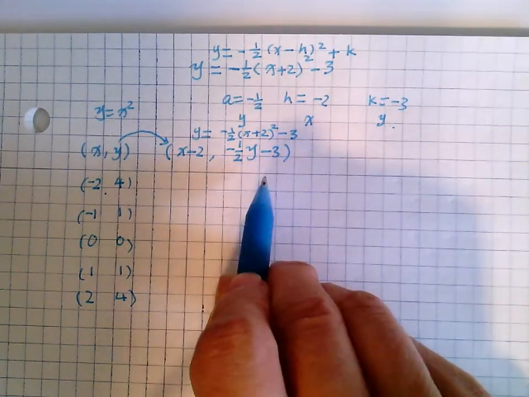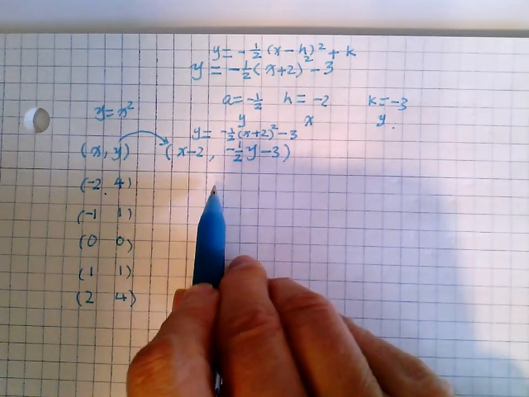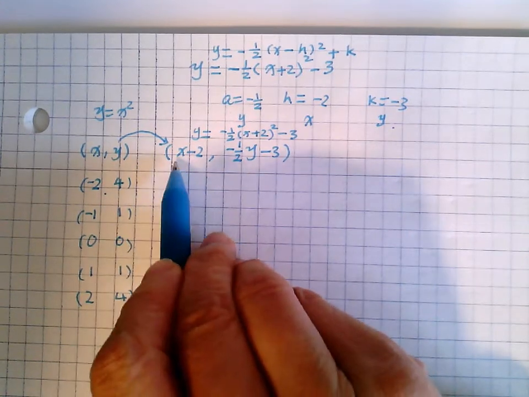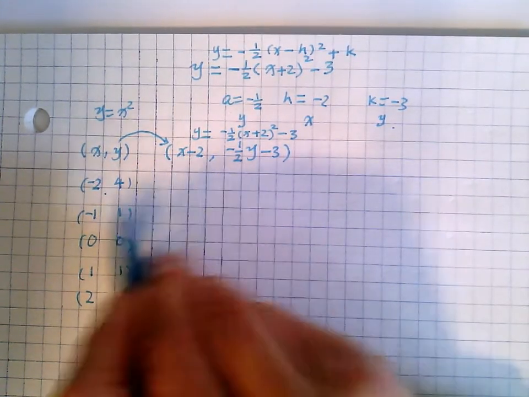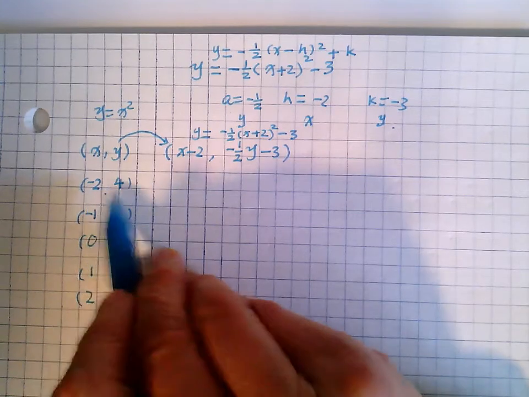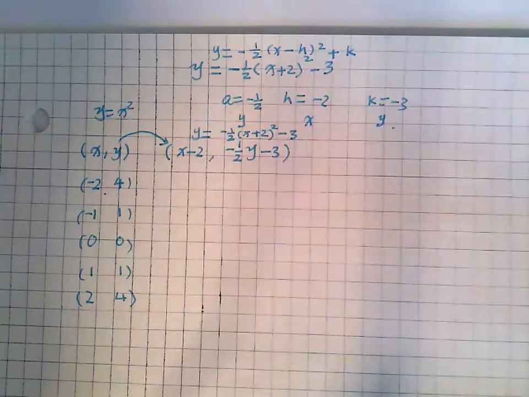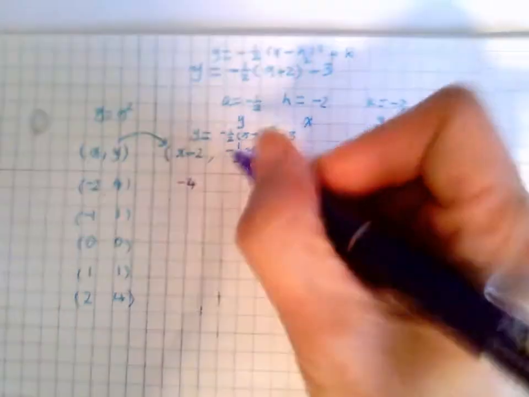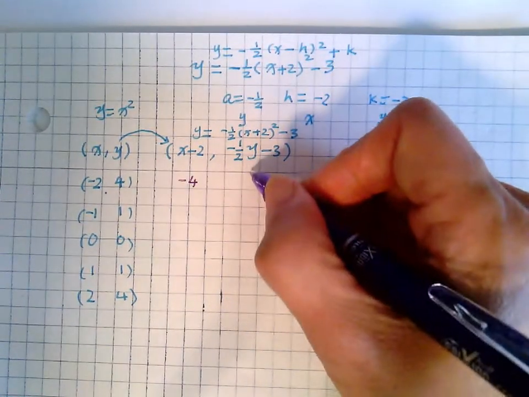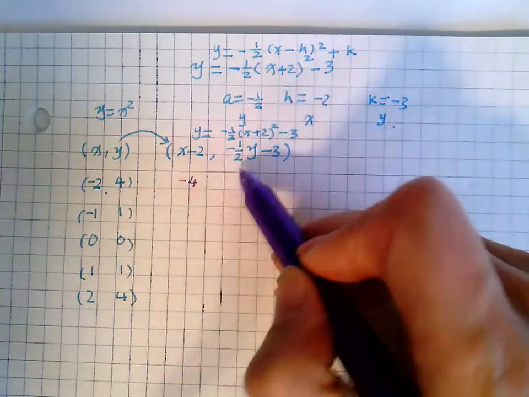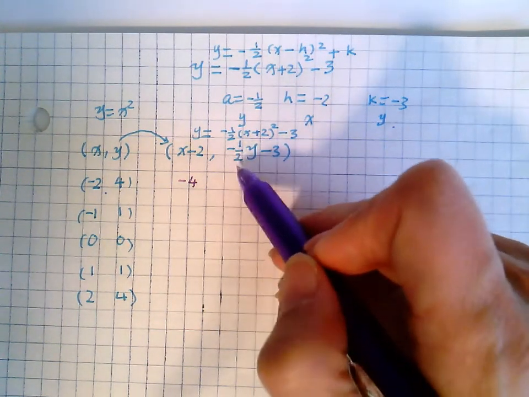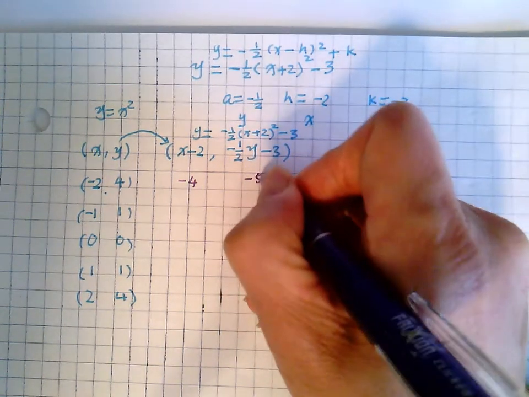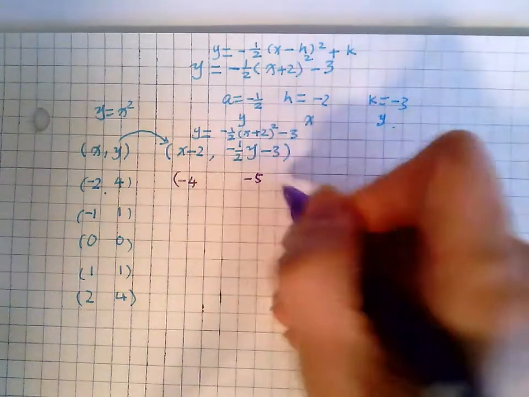Therefore, what is the point? Transform the point from (negative 2, 4). So you transform this one according to this mapping rule, x minus 2. x is negative 2. x minus 2, you will get negative 4, because negative 2 minus 2 is negative 4. And here, your original y value is 4. You are going to transform to negative half times 4, which is negative 2, minus 3 is negative 5. And this is your first transformed point.